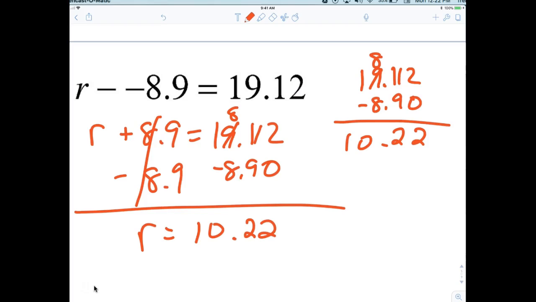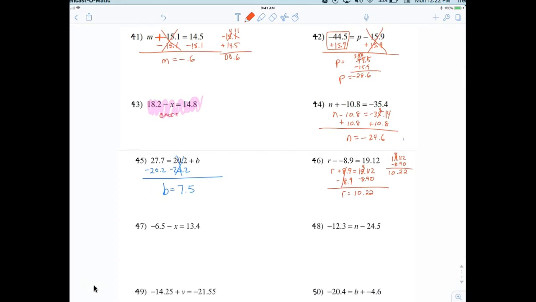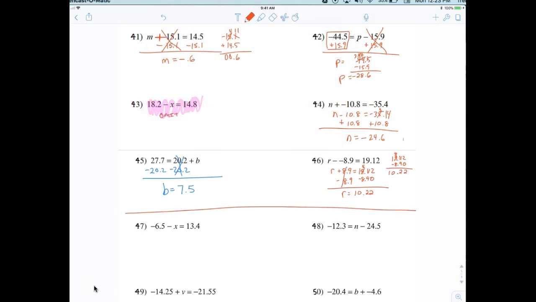All right, so that's a good job for today, guys. What I want you to do now is go back and work on the odds to 45. Double check yourself, or listen to the others if you want to double check your answers. Tomorrow I'm going to check up to 46. I want the first 46 to be done.